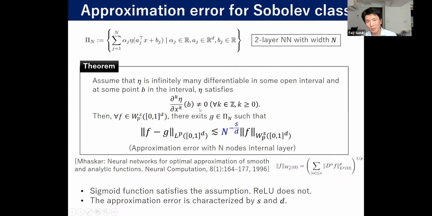For example, the sigmoid function satisfies this condition. But anyway, for some smooth activation function eta, we can approximate the function f in a Sobolev space with this precision. So the approximation error is basically bounded by n to the power of minus s over d. Remember that S controls the smoothness of the function, and d is the dimensionality of the input. This is a classic result. This means that the approximation error is basically characterized by the smoothness and the dimensionality. This is one of the important notions of approximation errors.